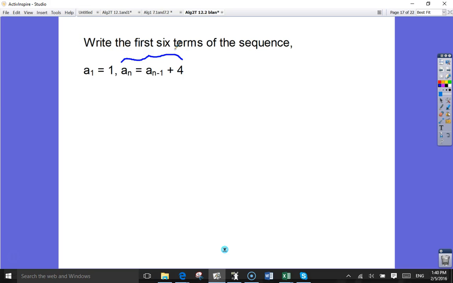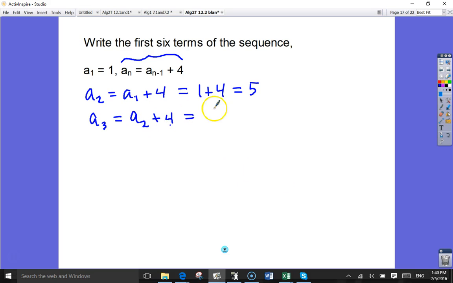So now you can find A2. Using the recursive formula, you find A2, right? A2 will be A1 plus 4. But A1 is 1, so that's 1 plus 4, 5. What will A3 be? A2 plus 4, right? Which will be 5 plus 4, which is 9.